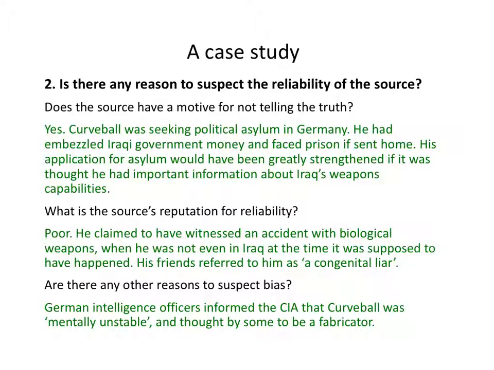As I said, the German intelligence officers who interviewed Curveball passed all this information on to the CIA, and all of this was known to the CIA and to the US government. They described him in their reports about him to the United States authorities as mentally unstable and probably a fabricator. In other words, German intelligence told the CIA that he was probably making it all up.